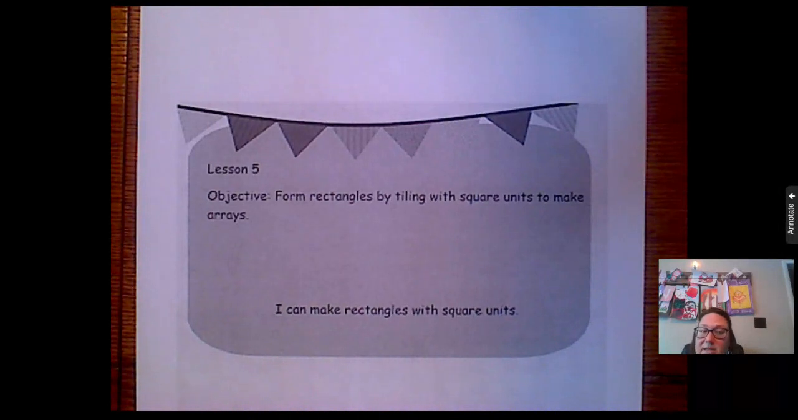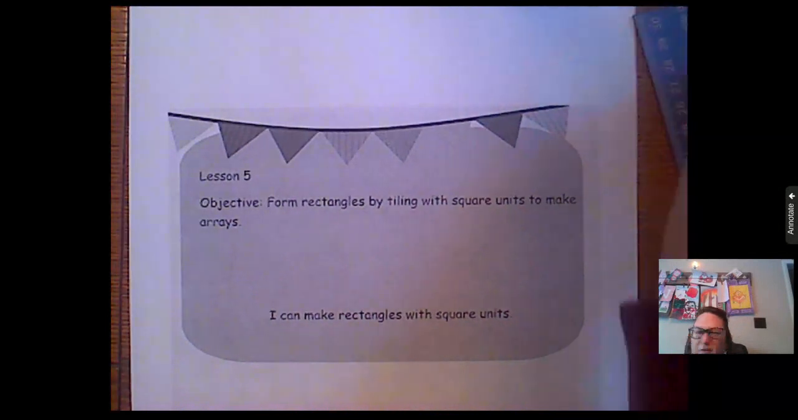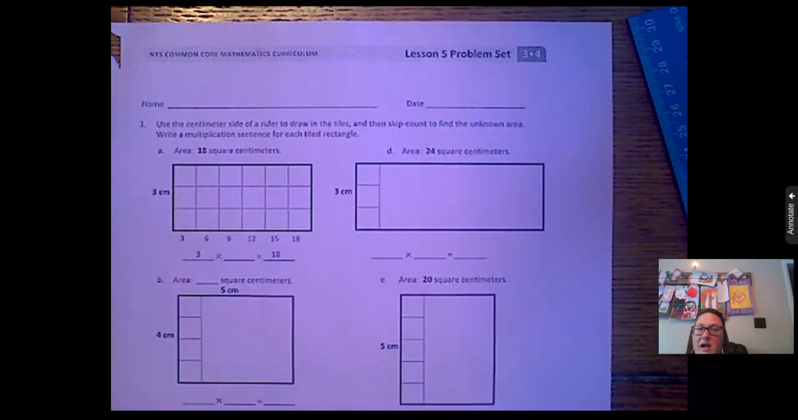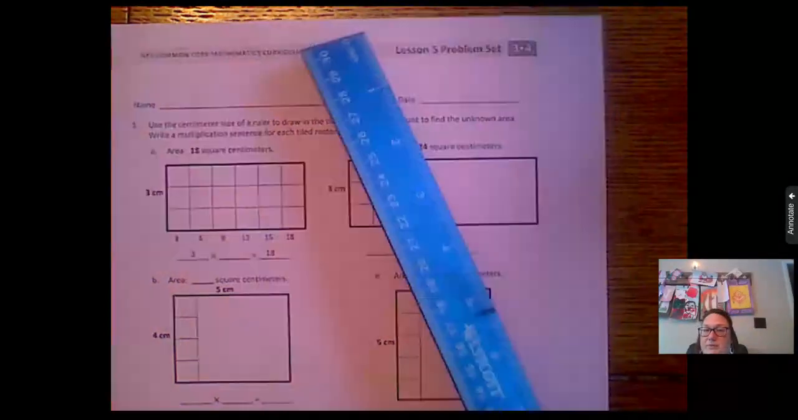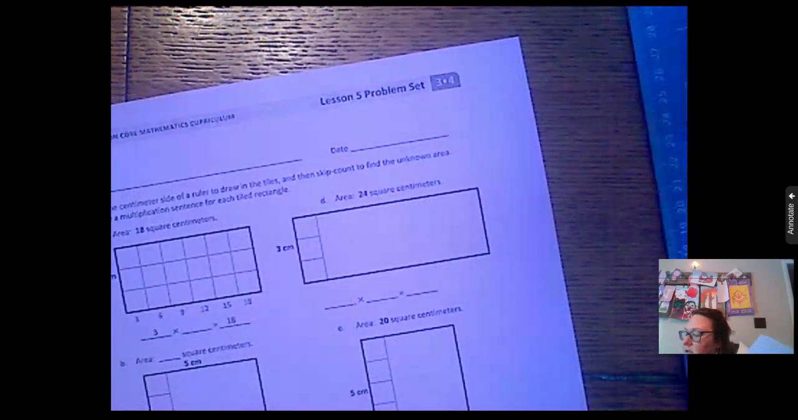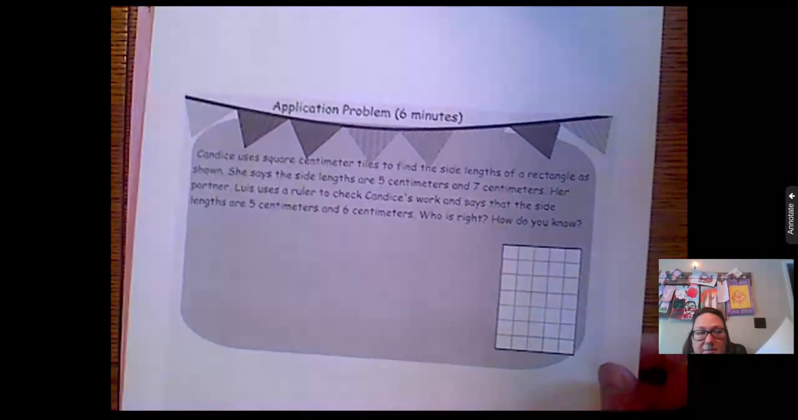Materials today, as always, you need a pencil. You might want your tiles handy, if you want to do a little bit of tiling with them, your square inch or centimeter tiles. And you need your math lesson 5 problem set, and you need your ruler. Okay, so the most important materials today are your math 5 problem set, a ruler, and a pencil. Before we dive right in today, though, I want to do the application problem that goes with our lesson to warm up our math brains.